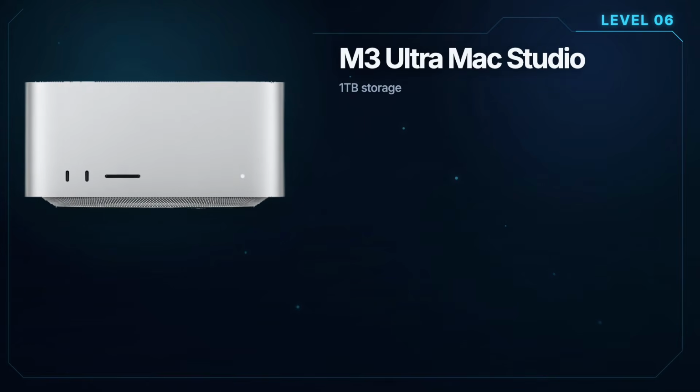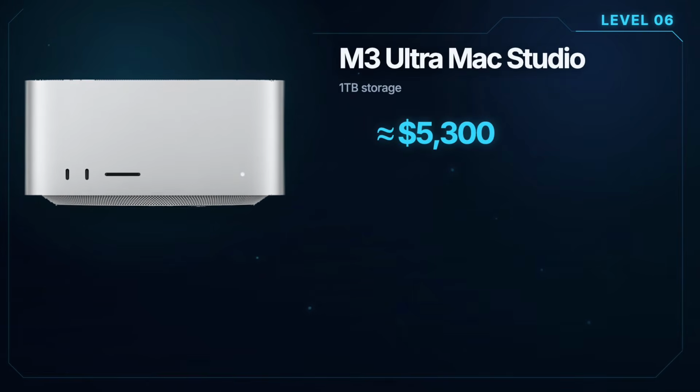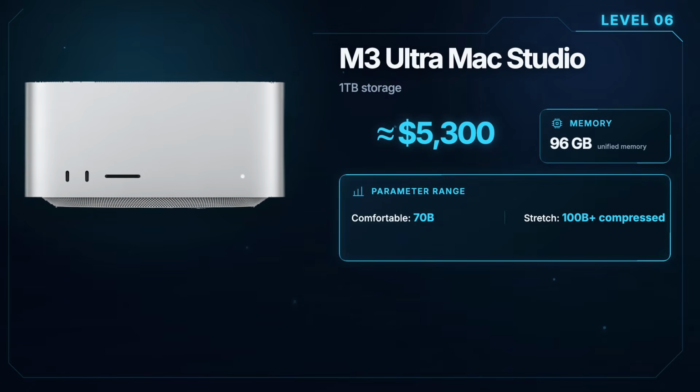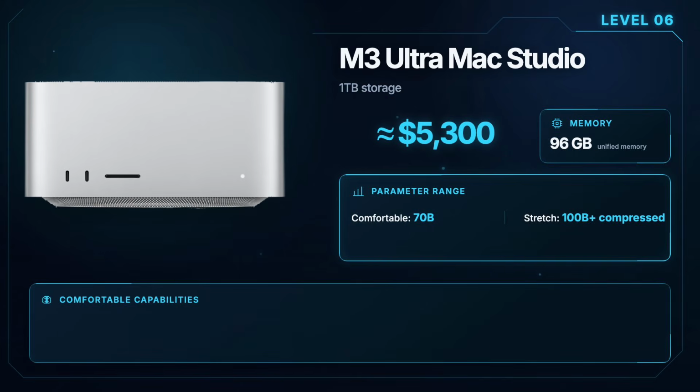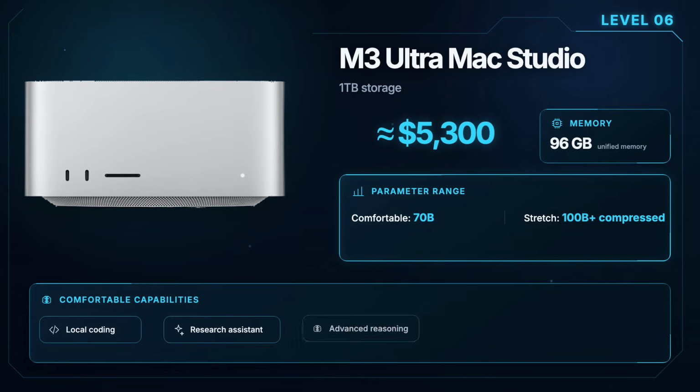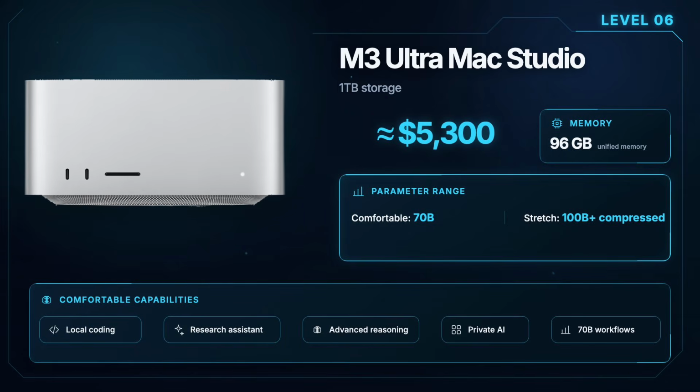Level 6, M3 Ultra Mac Studio. The base configuration starts at around $5,300 with 96 gigabytes of unified memory. And this is the point where 70 billion parameter models stop being an experiment and start becoming a realistic part of the system. Llama 3.1 70B is now a legitimate target. So is DeepSeek R1 Distill Llama 70B, and that's a major milestone. For an individual who wants a powerful local coding model, research assistant, reasoning model, or private AI environment, this is an enormous amount of capability sitting on a desk.